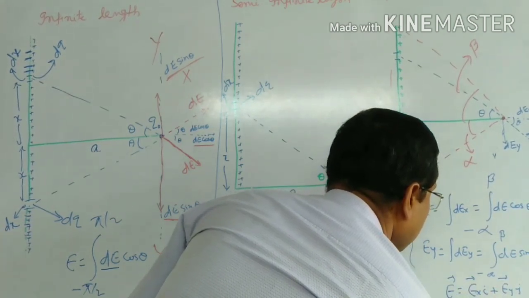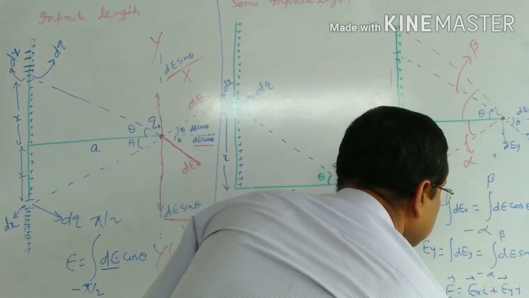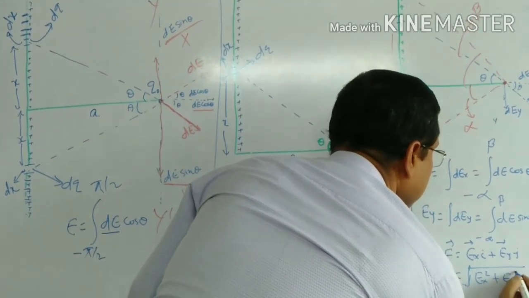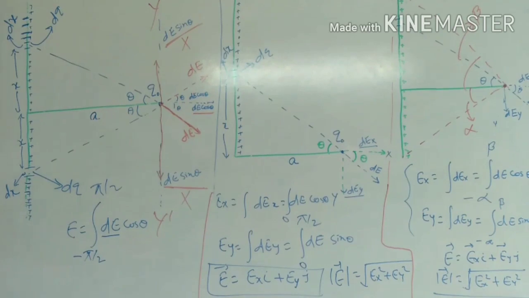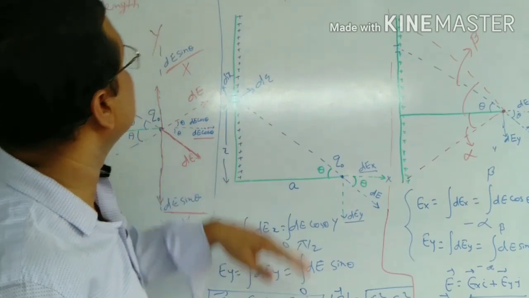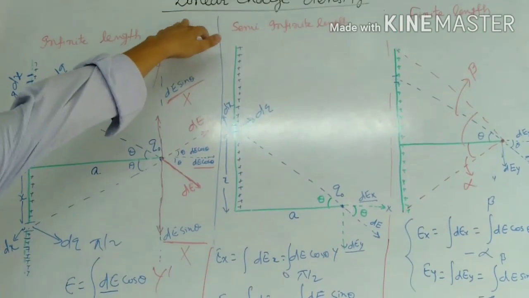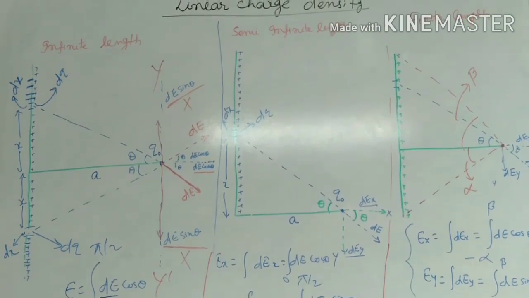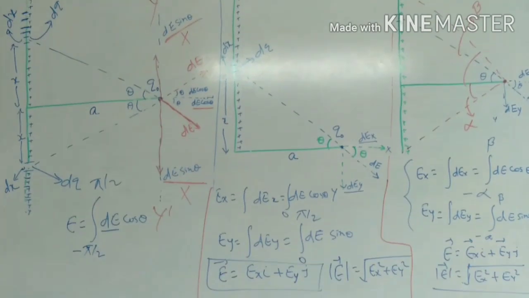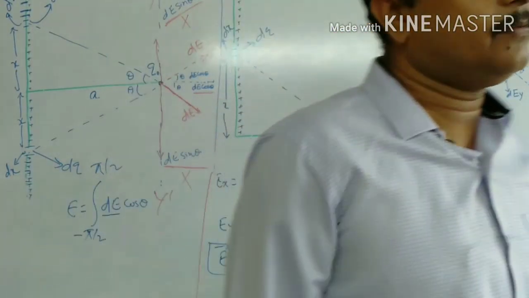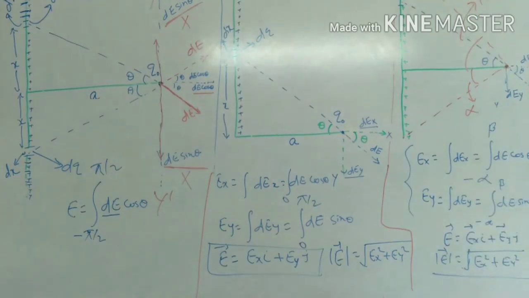So definitely the mod of E, that is the magnitude of E, equals Ex square plus Ey square. So in this way we can calculate the values. This is the description of how we shall calculate the value of electric field due to linear charge density. When linear charge density is given, how we have to calculate the electric field, we have seen here. The first one is the example for infinite length, the second one is for semi-infinite length, and the third one is the finite length.